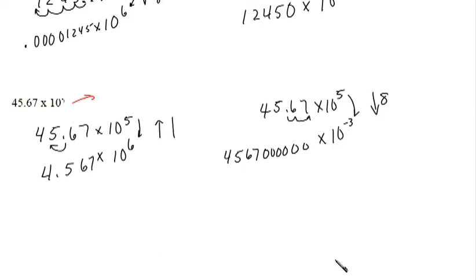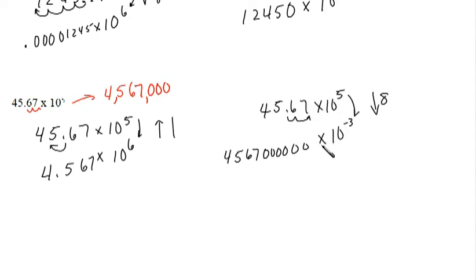So if I want to take this number and just convert it to get rid of the exponent, I have a positive 5. I'm going to move it to the right 5 places. So 1, 2, I have to add 3 zeros. So 4, 5, 6, 7, 1, 2, 3. So this is really what this number is, 4,567,000.